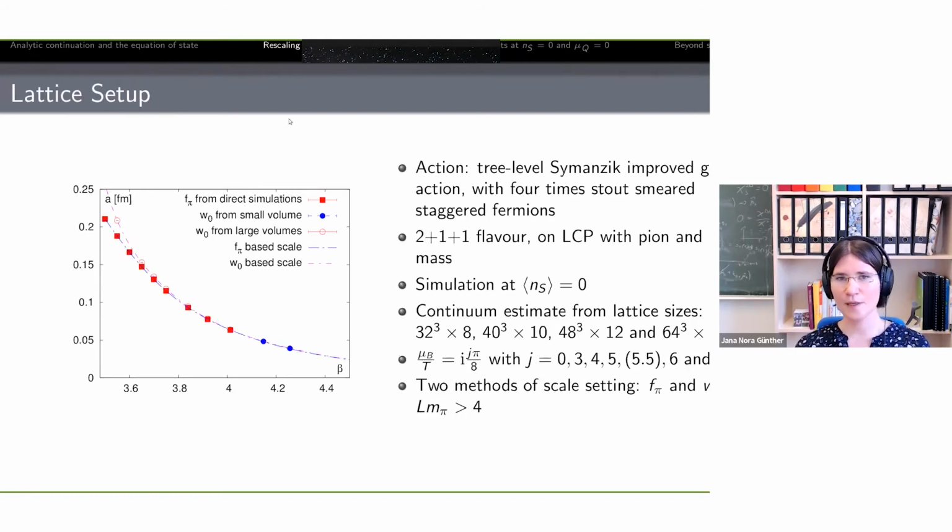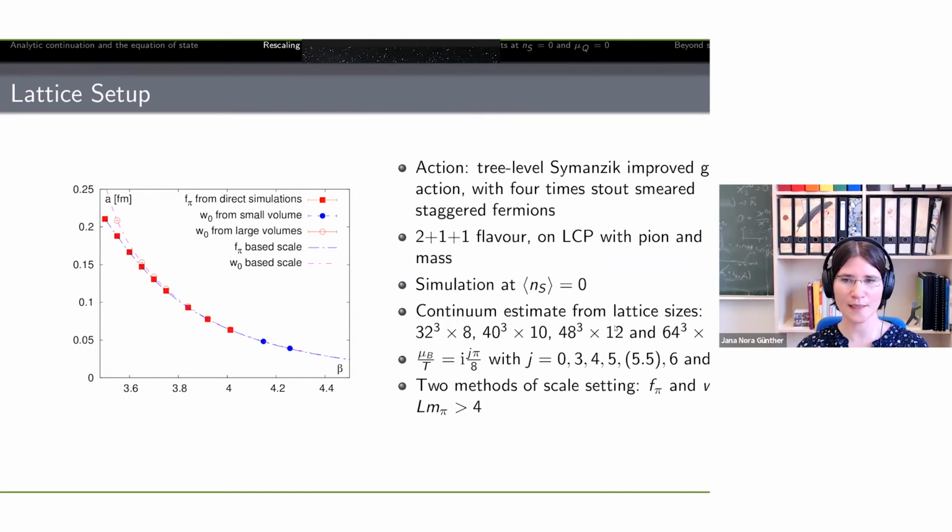The lattice setup we are using is the following. We have our standard action in this collaboration where we use a tree-level Symanzik improved gauge action with 4 times stout-smeared staggered fermions. We have our simulations with 2+1+1 flavors on a line of constant physics that is set with pion and kaon mass and a fixed ratio between strange and charm quark. We do our simulation at vanishing strangeness. We actually tuned our simulation so that this holds rather well.